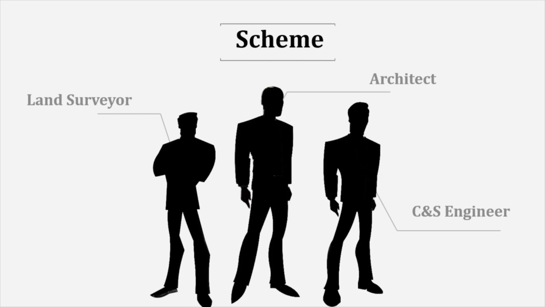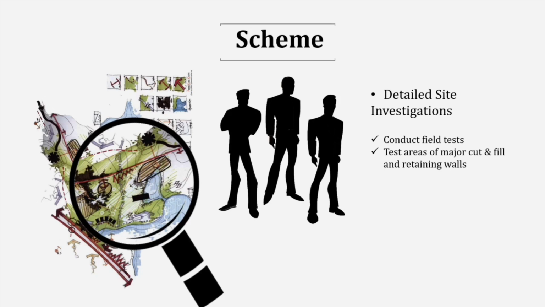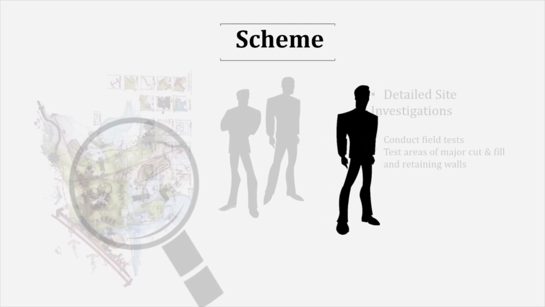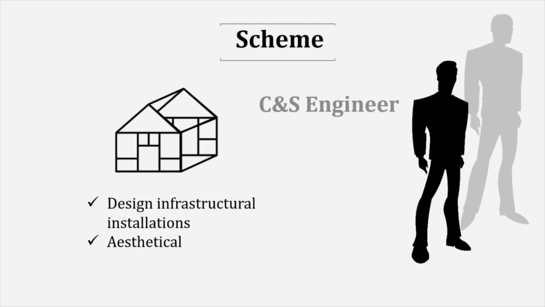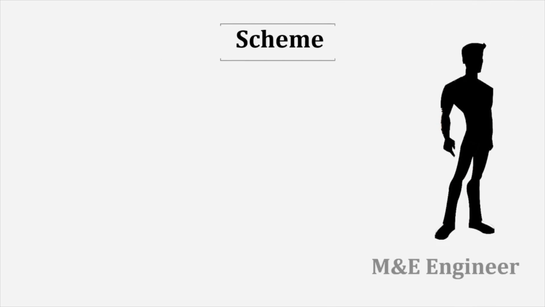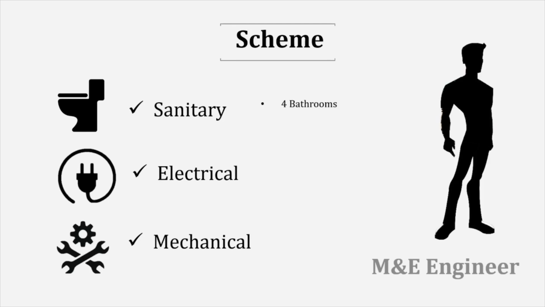The architect works together with the land surveyor and the C&S engineer to conduct detailed site investigations like field tests and test areas of major cut and fill and retaining walls. The C&S engineer works closely with the architect to design the infrastructural installations while still maintaining the aesthetic of the bungalow. The M&E engineer will then design the sanitary, electrical and mechanical systems into the design of the building, which includes the plumbing for 4 bathrooms and a master bedroom, and other electrical and mechanical systems such as plug points, lighting, security and air conditioning.